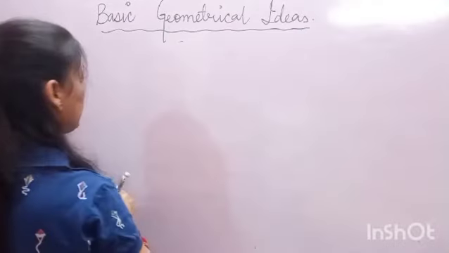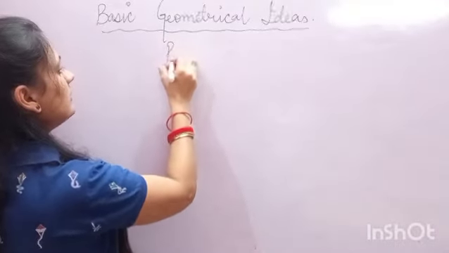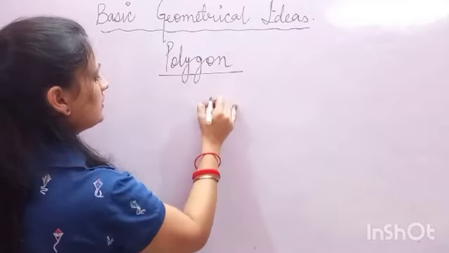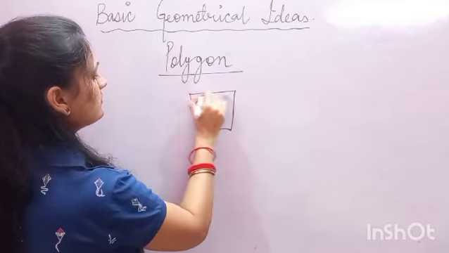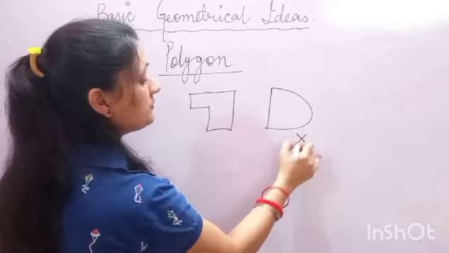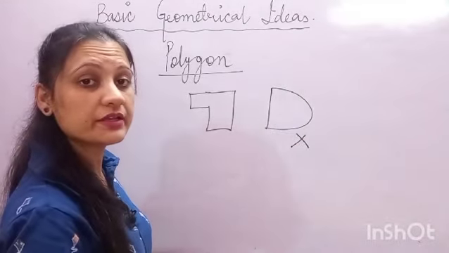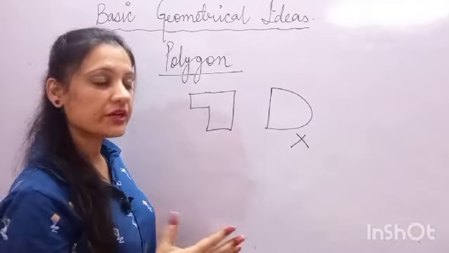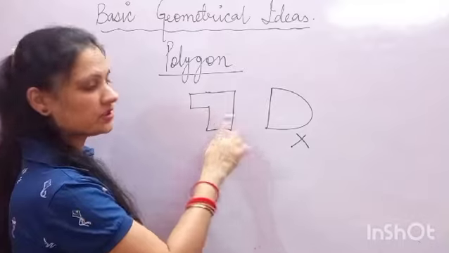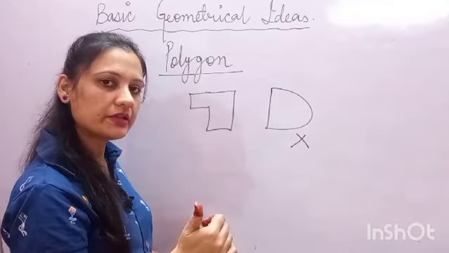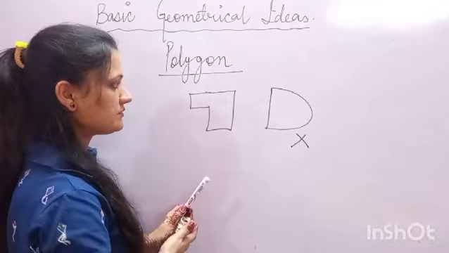The closed figure made up of line segments, right? If I draw it like this, it's a polygon. If I draw it like this, it's not a polygon. Why is it not a polygon? As I told you, a polygon is a closed figure made up of line segments, not this type of curve, right? Understood polygon? Everybody? Now let us move ahead.